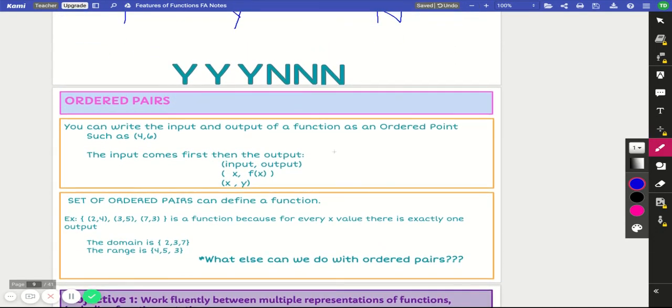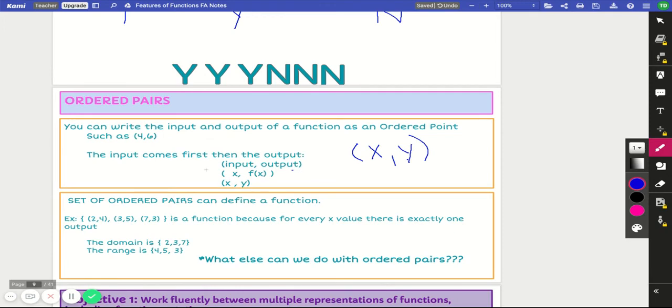Let's look at ordered pairs. You can write the input and output of a function as an ordered pair, such as (4, 6). The input comes first, then the output. So we know that for ordered pairs, we have x and y. X can mean domain. It could also mean input. Y can mean output or range. Here we have output.